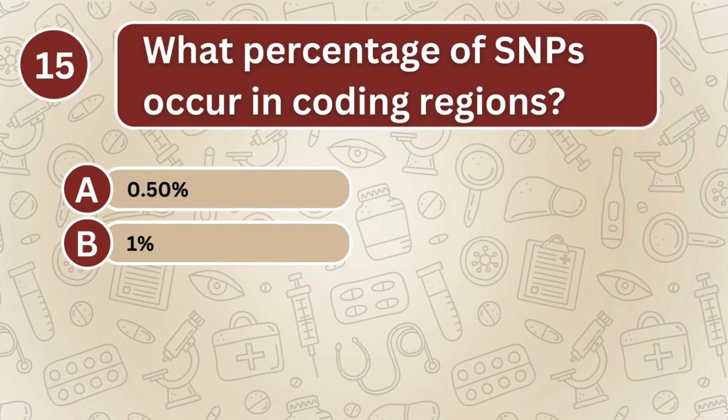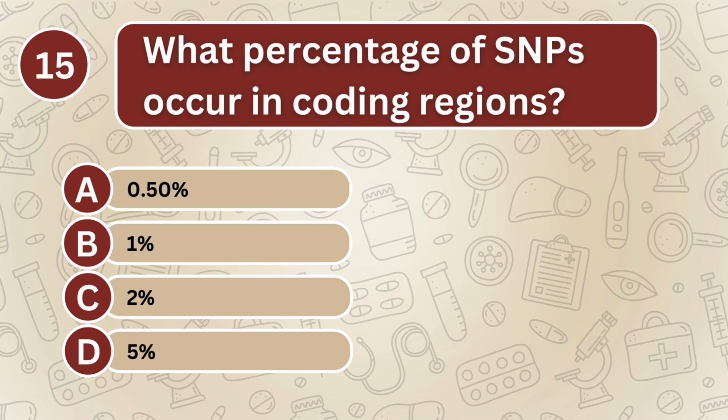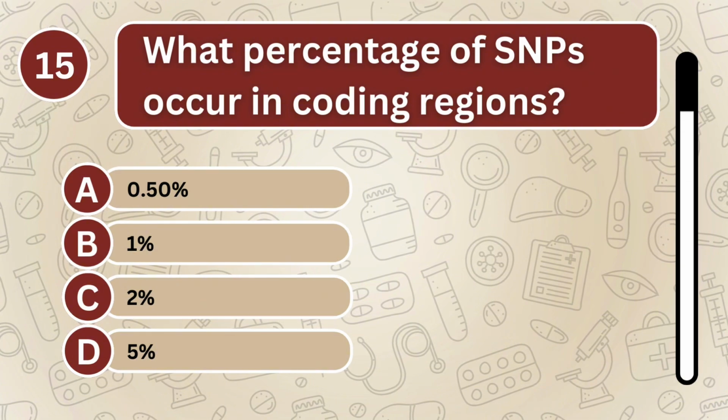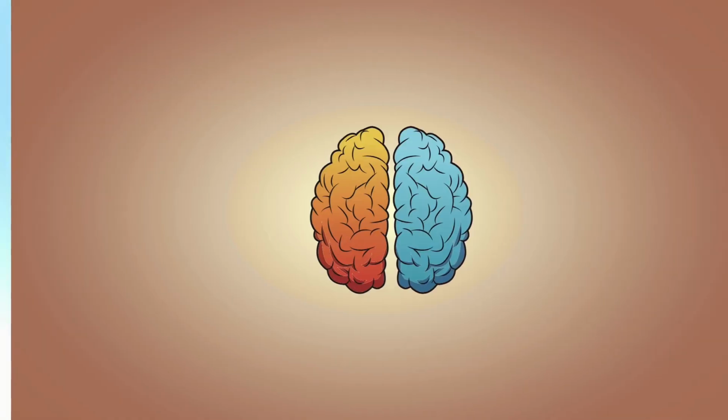What percentage of SNPs occur in coding regions? A. 0.5%, B. 1%, C. 2%, or D. 5%? B. 1%.